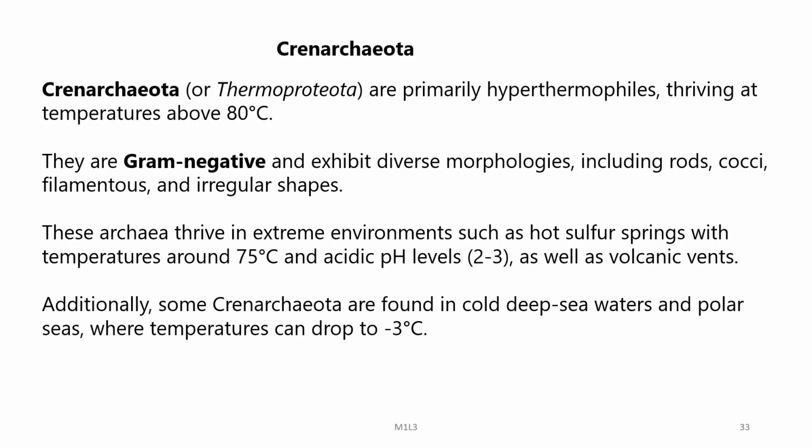Crenarchaeota or Thermoproteota are primarily hyperthermophiles thriving at temperatures above 80 degrees centigrade. They are gram negative and exhibit diverse morphologies including rods, cocci, filamentous and irregular shapes. These archaea thrive in extreme environments such as hot sulfur springs with temperatures around 75 degrees centigrade and acidic pH levels ranging from 2 to 3, as well as in volcanic vents.